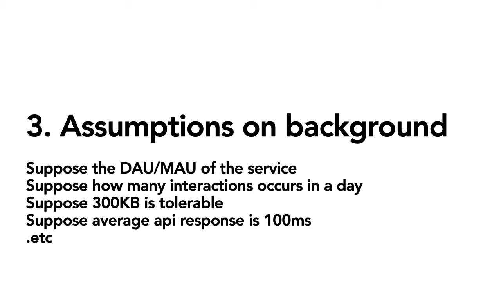Okay. Next step is to make some assumptions on the background. I mean, if you are creating Instagram, we must. This is more about the server side, but I think it's pretty important on the front end also. We should suppose what the DAU and MAU are. How many users are going to try our service, right? Because we are going to collect the errors, and we will use a system like Sentry to collect the errors, and we need to estimate how many users are going to use our service.